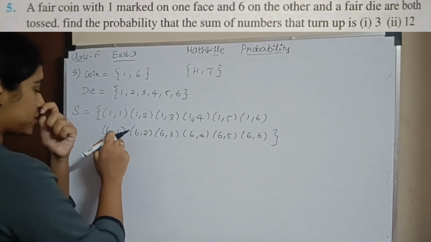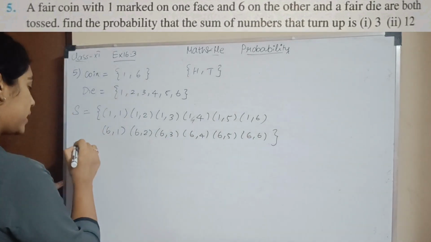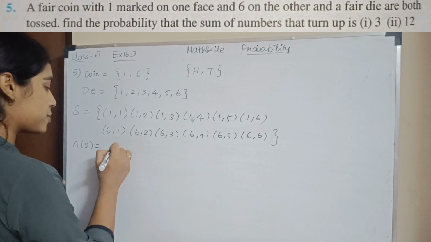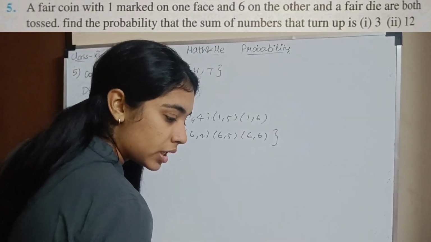So what is your total sample space? 1, 2, 3, 4, 5, 6, 7, 8, 9, 10, 11, 12. So I have 12 elements. So the number of elements in my sample space is 12. So this is the total outcome. Now what is the question?